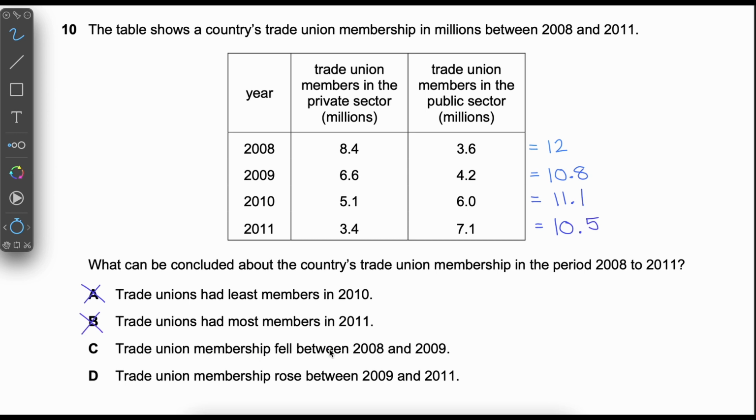Trade union membership fell between 2008 and 2009. That's true. And trade union membership rose between 2009 and 11. That is incorrect. It fell. So we were just checking with the last one to make sure that nothing was wrong with the question. But yeah, our answer would be C.